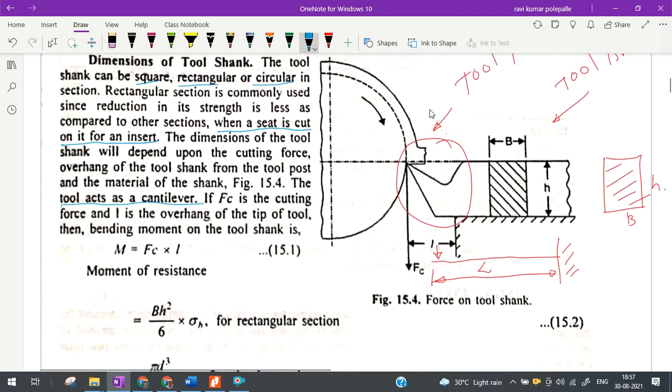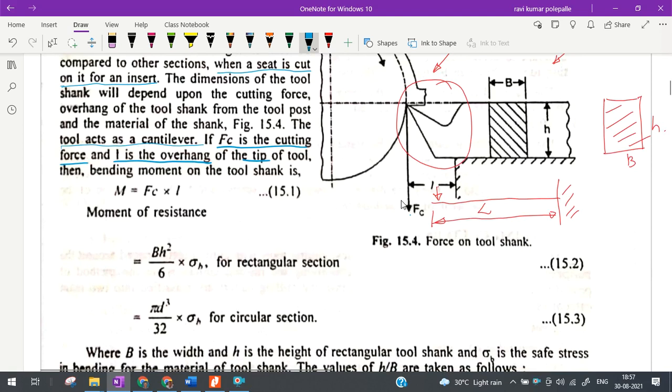So we find the cutting force Fc in this place. Fc is the cutting force, and L is nothing but the overhang of the tip of the tool. Now moment, we may observe that M is equal to the moment about the fixed end, say MO about this place, point O. It is going to be Fc into L, and this is going to be the bending moment.